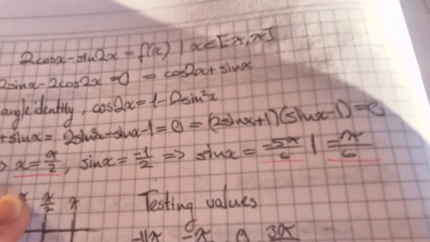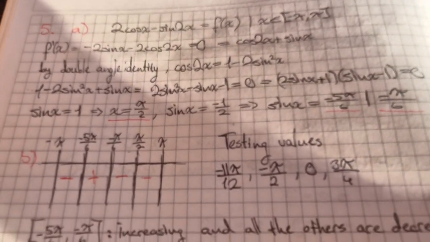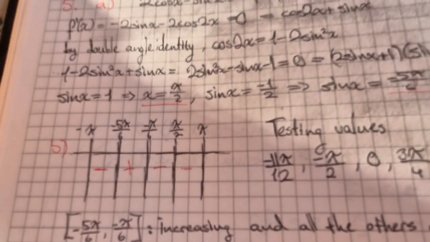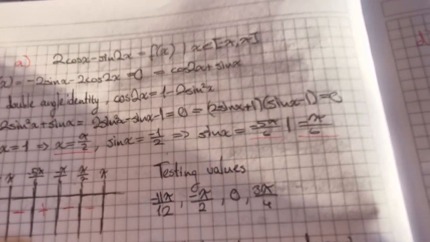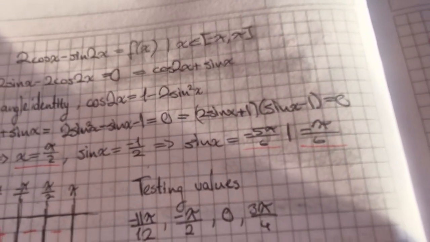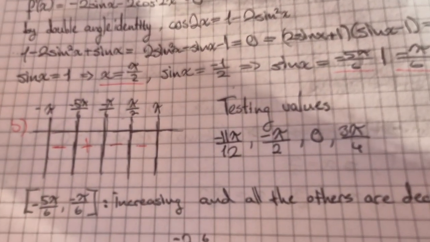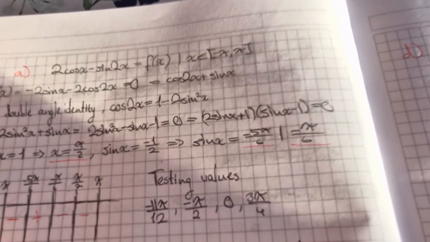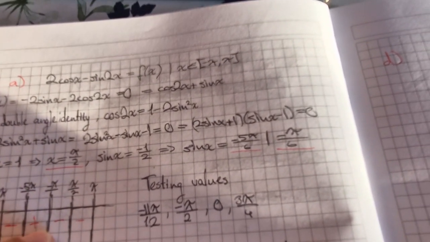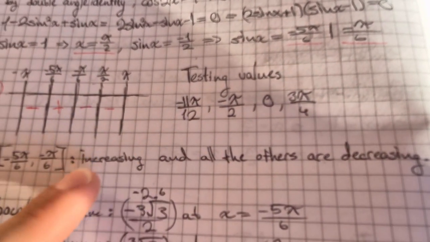They're all here, all marked red. In part B, it asks for intervals where the function is increasing and decreasing. I tried to make a table to show it. There's only one part where the function is increasing. You will also be able to see it when I show you the whole function on a graph. It's the part between minus 5π divided by 6 and minus π divided by 6. And those were the values I tested.